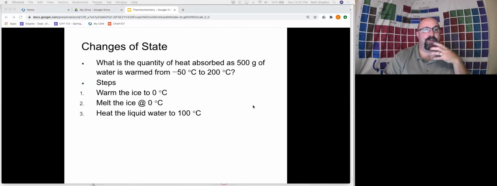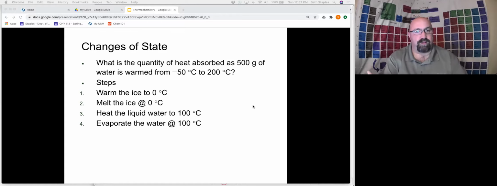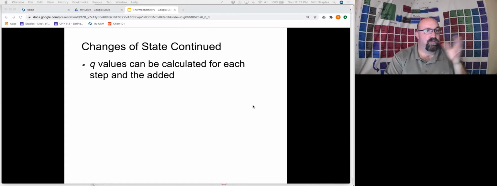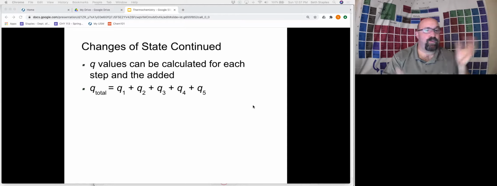Now that we've melted the ice, we now have to heat the liquid water until it gets to the boiling point, until it gets to 100 degrees C. And then we have to boil it. We have to evaporate all of the water, get it into the steam, into the gas phase. And finally, we have to heat the steam up until it gets to 200 degrees Celsius. So we have to go through all 5 of those steps. And in order to actually calculate the total amount of heat, we need to calculate each of these 5 different steps, calculate the heat involved at each of those steps. So we calculate the Q value for each step, and then we just add them up to get our total amount of heat. We would just add up all those different Q values.